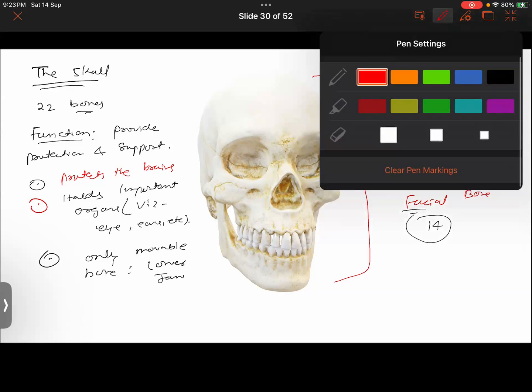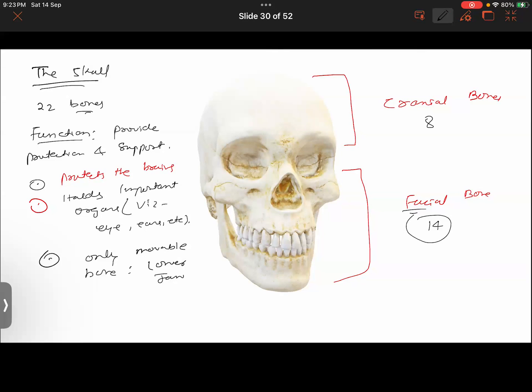What are the sensory organs that are present in our skull? The sensory organs that are held by the skull are eyes, ears, nose, and mouth. Getting it now? Eyes, ear, nose, and mouth. These are the sensory organs that are held by the skull. Okay, and what does it contain? What is the main organ protected by the skull? That is simply the brain. So hope these basic things should be clear.